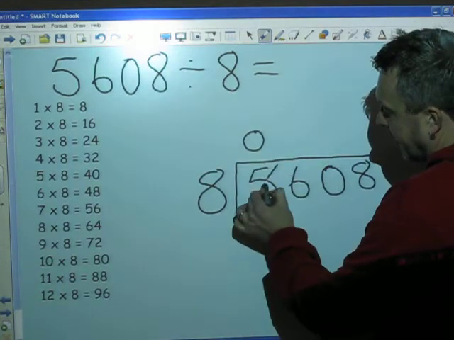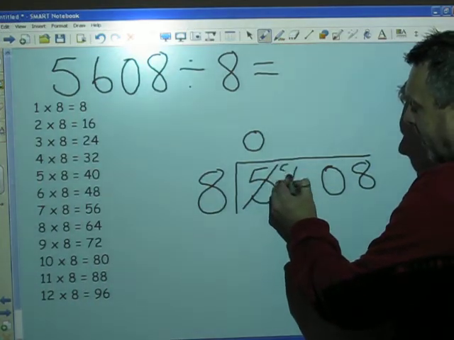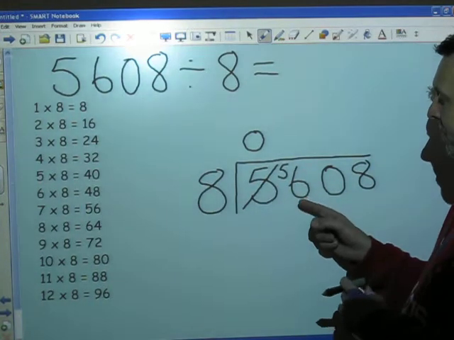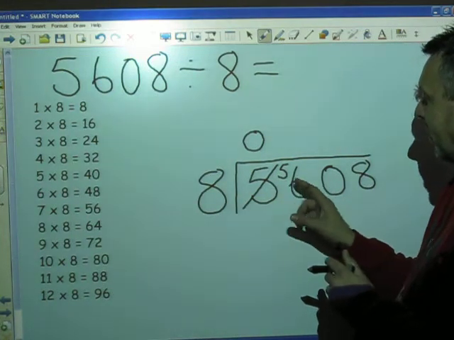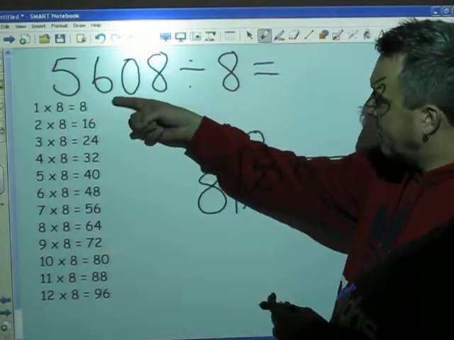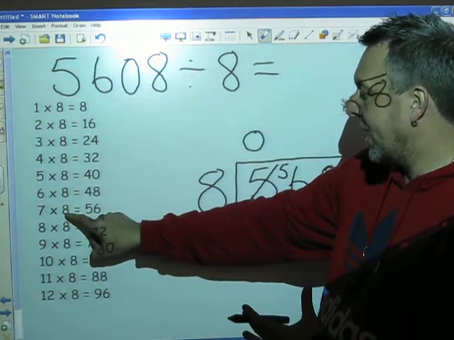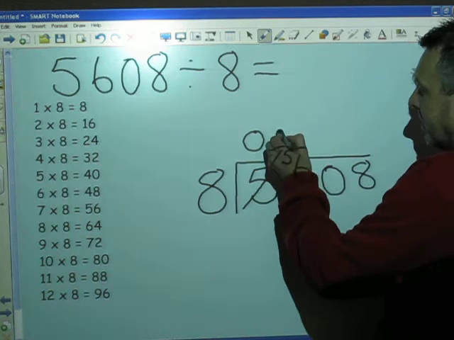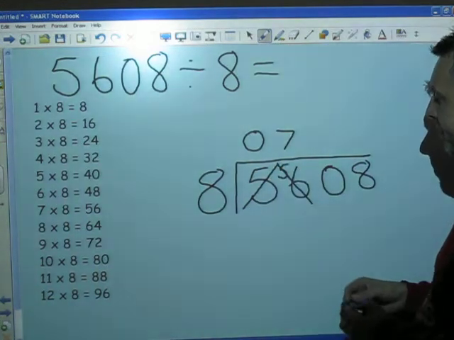And I'm going to cross out this 5. But I'm not forgetting this 5. I'm now going to pair this 5 up with the 6. So the next part of the calculation is how many 8s will go into 56. And I can use my notes over here. 56, 7 8s will go into 56. So I'm going to put a 7 up here. And I've finished with those now.